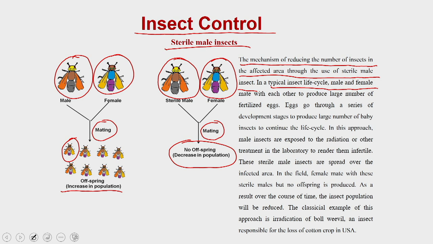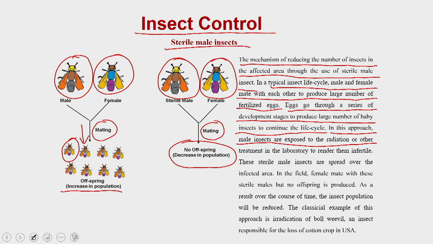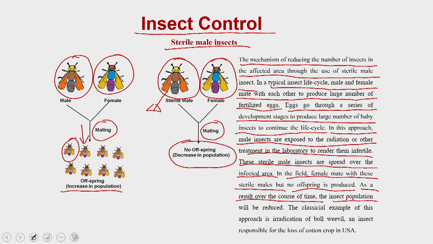In a typical insect life cycle, male and female mate with each other to produce a large number of fertilized eggs, and these fertilized eggs produce a large number of offspring. Eggs go through a series of development stages to produce a large number of baby insects to continue. In this approach, male insects are exposed to radiation or other treatment in the laboratory to render them sterile or infertile. So, people are exposing the male insects to radiation or some other kind of chemical treatment, and because of that, the male loses its ability to be fertile. These sterile male insects are spread over the infected area. In this field, when the females mate with these sterile males, no offspring is produced. As a result, over the course of time, the insect population will be reduced.